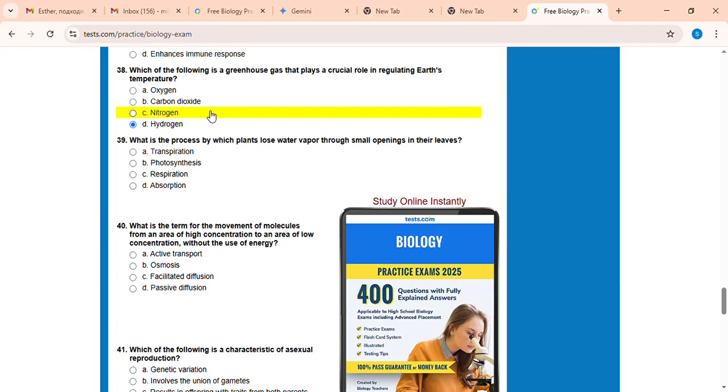How did I forget? What is the process by which plants lose water? That should be water going out. It should be transpiration. What is the term for the movement of molecules from an area of high concentration? Okay, active transport needs energy. Molecules, not water, needs assistance, should be passive diffusion.